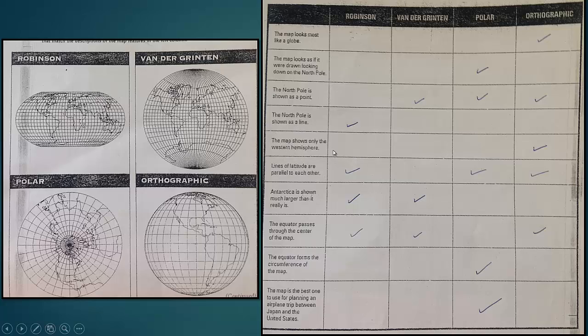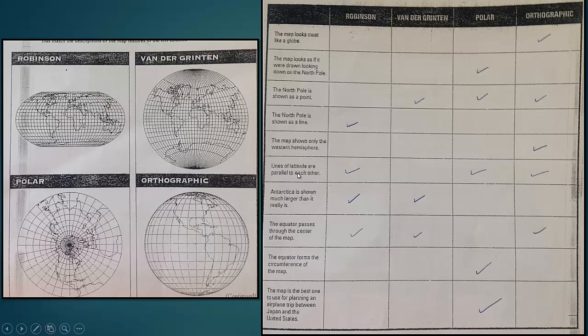Which map shows only the Western Hemisphere? Do you know what the Western Hemisphere is? The Western Hemisphere is the Earth only to the left-hand side. So it's the prime meridian on the left-hand side. So it's this part of the world. Which map would that be? It would be the orthographic map.